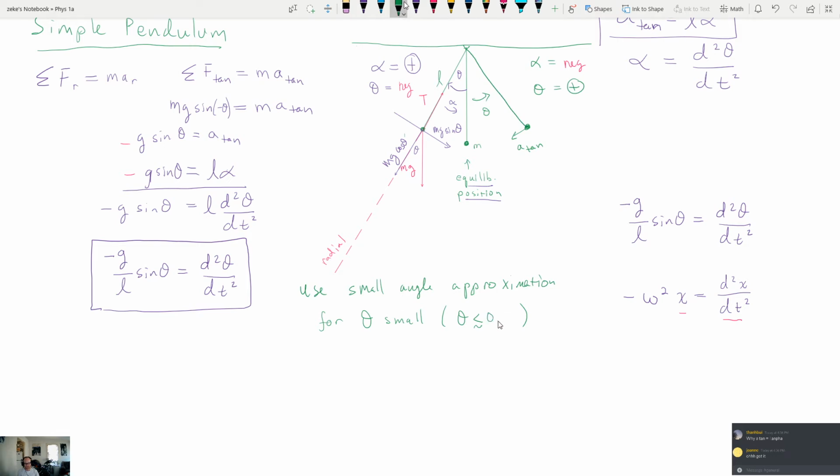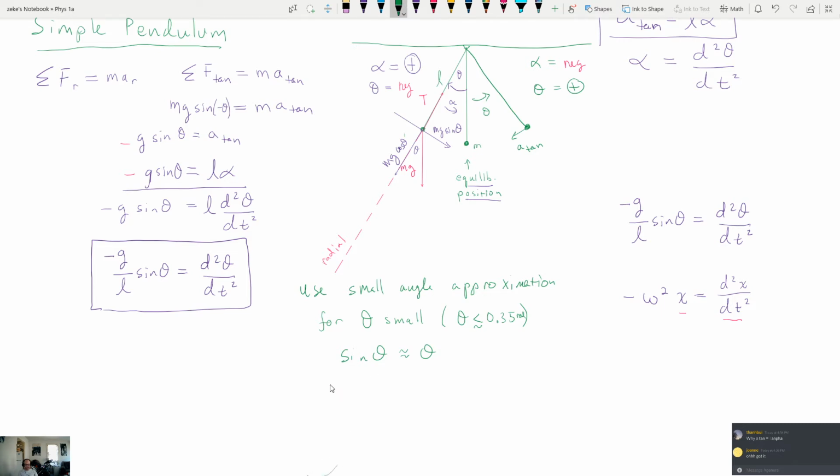But for theta less than or equal to about 0.35 radians, let's see if it's true for that number, actually. I'm just curious. It's going to be pretty close, probably. But yeah, it's pretty close. That sine theta is approximately equal to theta. For small angles, sine of theta is approximately equal to theta.